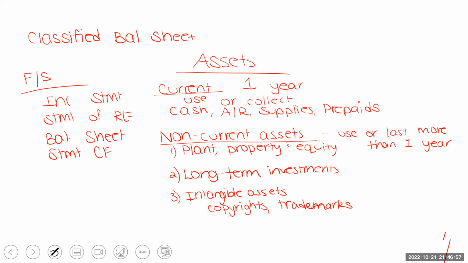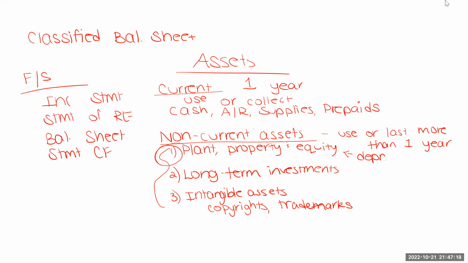We're mostly on plant, property, and equipment. That's what we've seen examples of so far, right? Equipment, machines, furniture, things like that fall in that first category, and we calculate depreciation on it. Those are your different categories of assets.